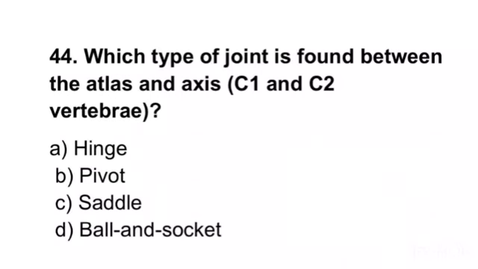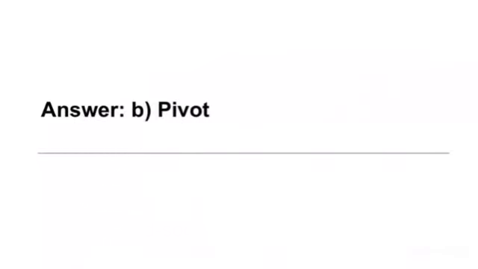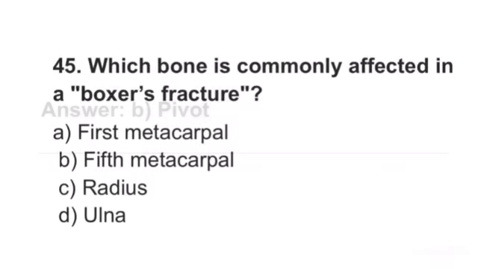43. In rheumatoid arthritis, the primary site of inflammation is A. Tendons. B. Joint capsule. C. Synovial membrane. D. Cartilage. Answer, C. Synovial membrane.